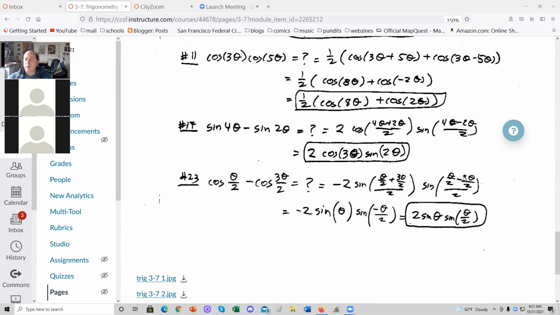A half theta minus 3 halves theta over 2. That's theta times a half minus 3 halves over 2. Negative 2 halves over 2 is minus theta over 2. So minus twice sine theta, sine negative theta over 2. The negative comes outside, cancels this negative, and you get 2 sine theta sine theta over 2.